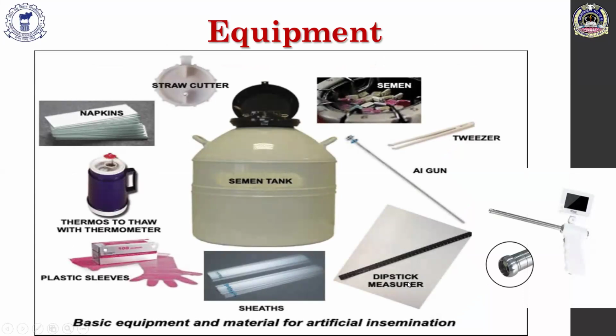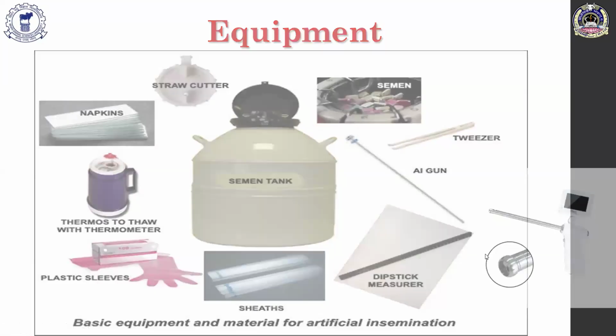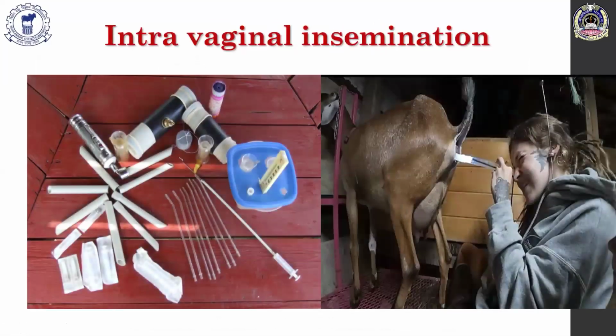Then we have the AI gun, the dipstick measures. This is the tweezers. These are the sheaths. This is the plastic sleeve one must wear before AI. The thermostat or thermometer for thawing purposes, and the napkin. The straw cutter for cutting these straws, and this is the semen. These are the basic equipment required for artificial insemination in field conditions.